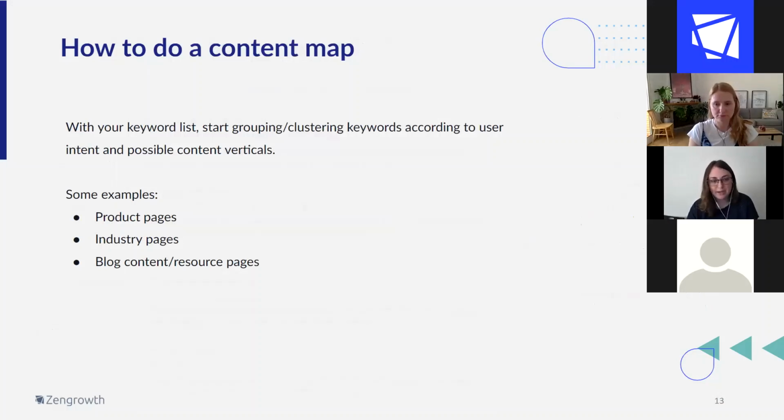How to do a content map, sometimes also known as a keyword map. Basically this means you take your keyword list. This is usually a combination of what you found from competitors and your keyword research, maybe even what keywords you're currently ranking for. Then you just put it all into one list and you build clusters.